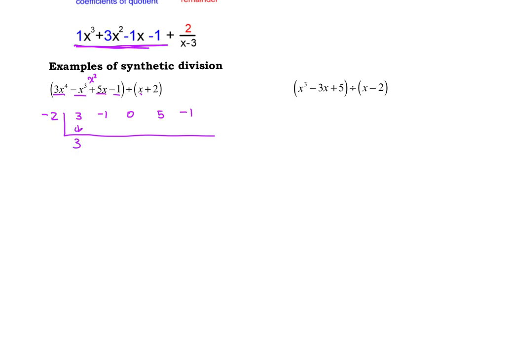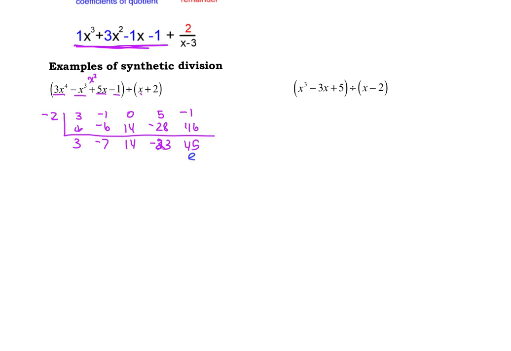-2 times 3 is -6. Add them together. -2 times -7 is 14. Add them together. -2 times 14 is -28. Add them together. Oops, 23. And -2 times 23 is 46. Add them together. So there's my division.